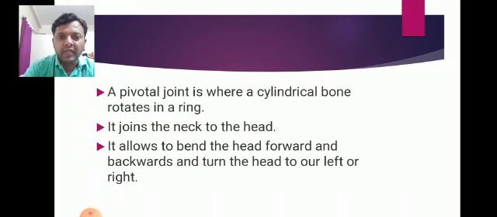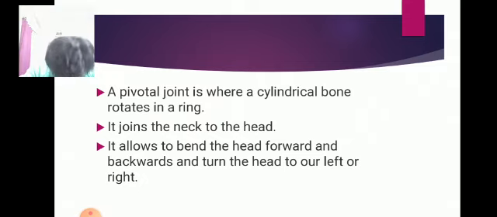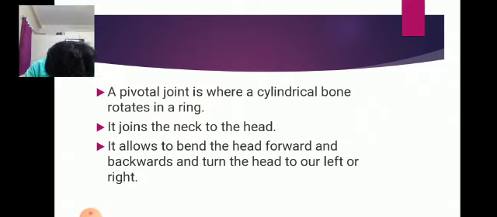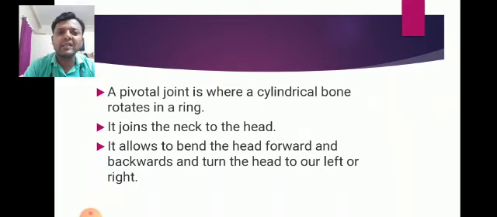Okay, it allows us to bend the head forward obviously and backward and turn the head to our left or right. See, I can bend my head like this. I can bend my head backward. I can bend left, I can bend right. So it allows the head to bend backward, forward, left, right, in all directions. Is it interesting, children? Yeah, it is a very interesting joint, which is the pivot joint. It is in your neck, and it joins your neck and head. Okay, hope you all are clear with it.